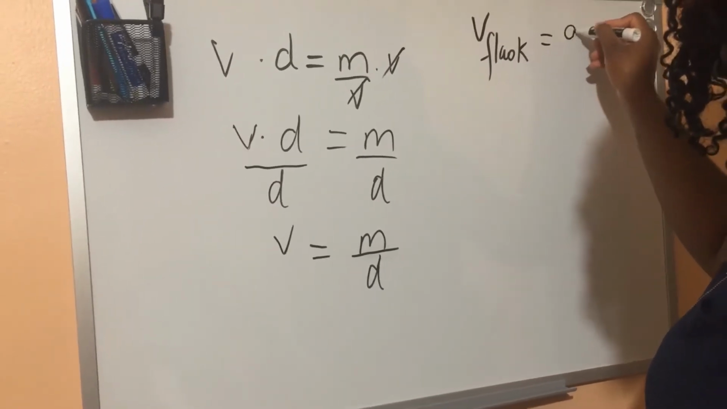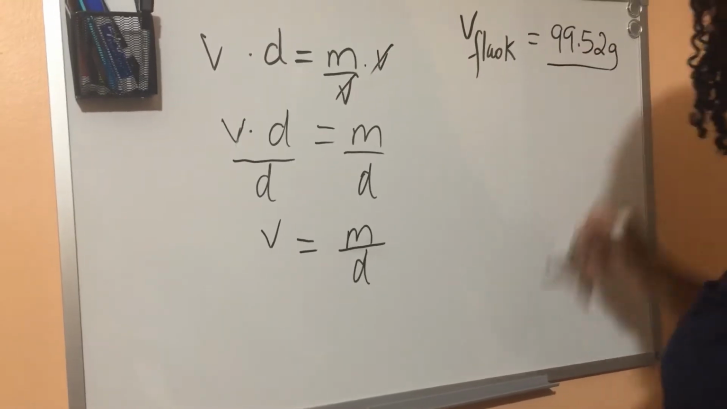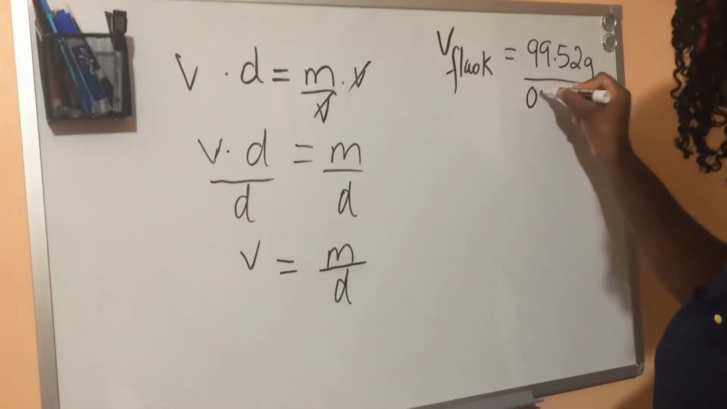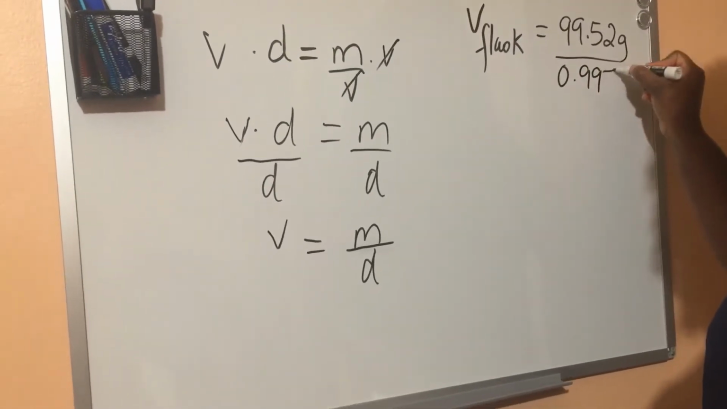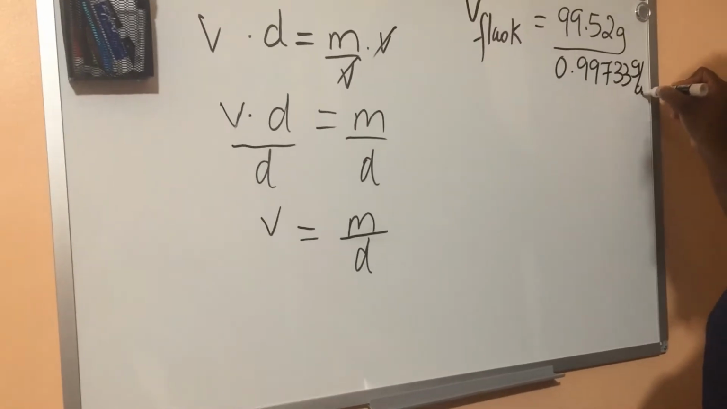So the mass of the water was 99.52 grams, and the density of the water is 0.99733 grams per cubic centimeter.